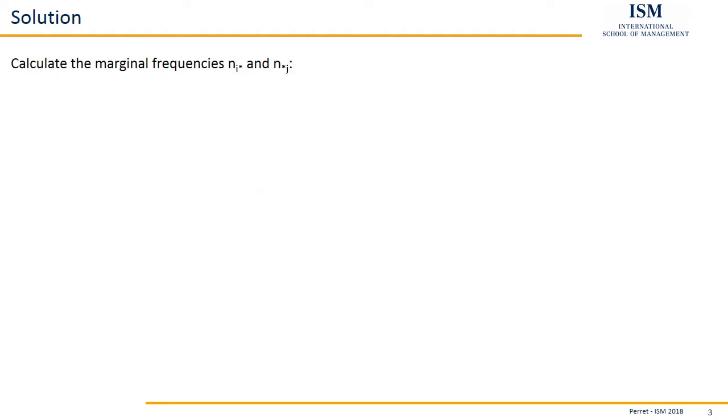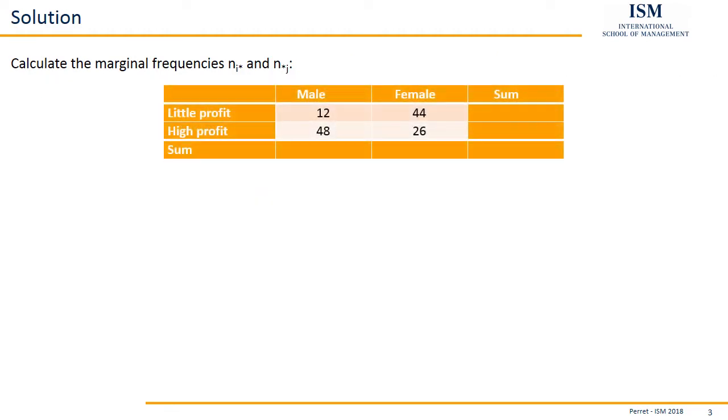First off, we need our marginal frequencies. How do we get them? We copy our table and add one column and one row. And in these, we add the sum for each column and for each row. For males, we get a total of 60 males in our sample. We get a total of 70 females. We have a total of 56 sales with little profit. We have 74 sales with high profits, and we have a total of 130 sales.